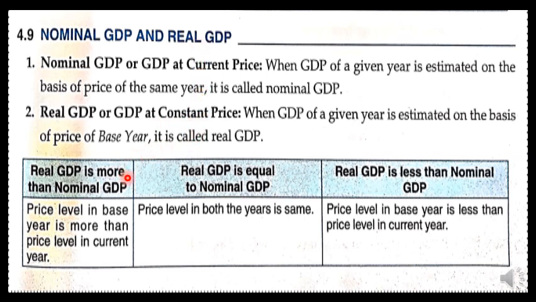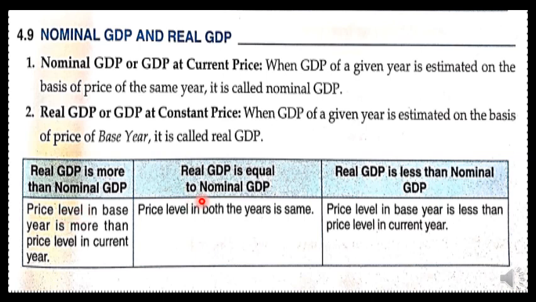Now there can be three situations that can arise when we compare real and nominal GDP. The first one, real GDP is more than nominal GDP, when price level in base year is more than price level in current year. So I will explain this point with the help of a question in the next slide. So once again, real GDP is more than nominal GDP when the price level in base year is more than the price level in the current year.